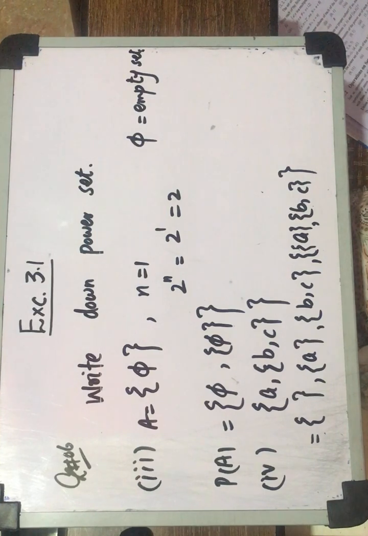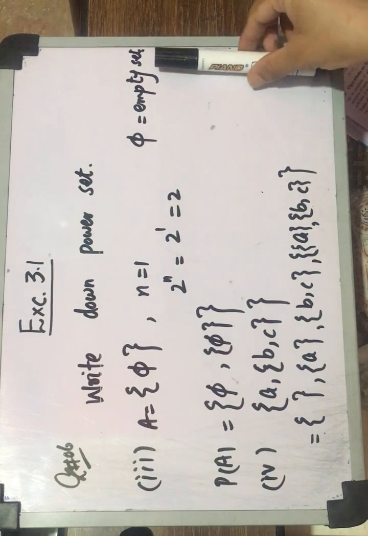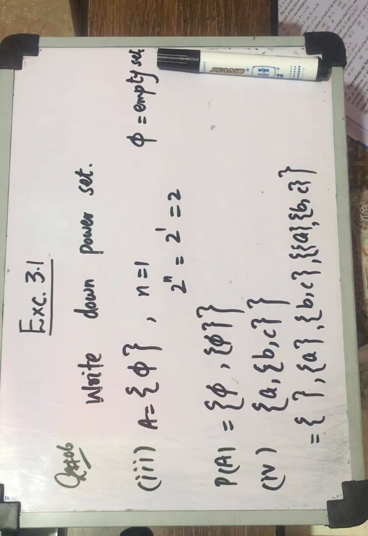Okay students, I hope you are now clear about supersets, power sets, and how to write a set builder form in tabular form. Everything we have studied in exercise 3.1 from question number 2 to question number 7. And if you have any problem, confusion, or any question about these questions, then please ask in the comment section.